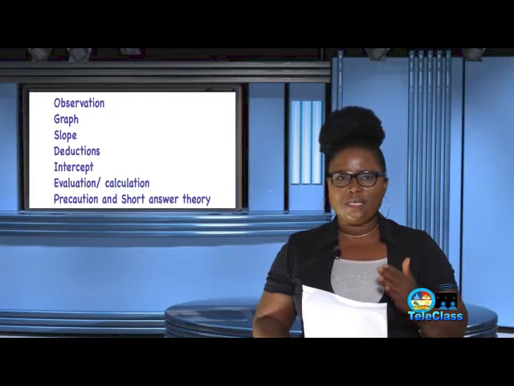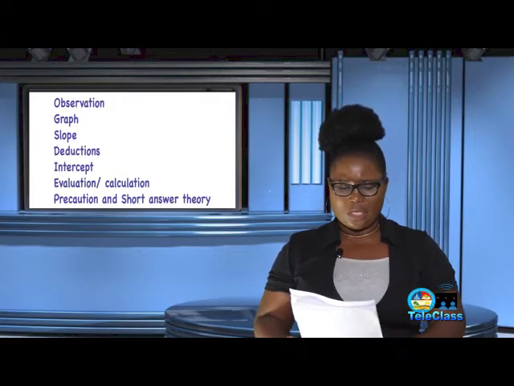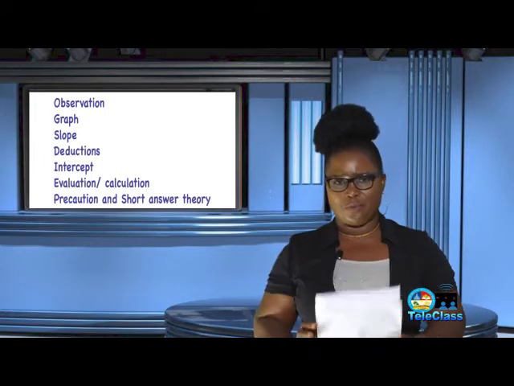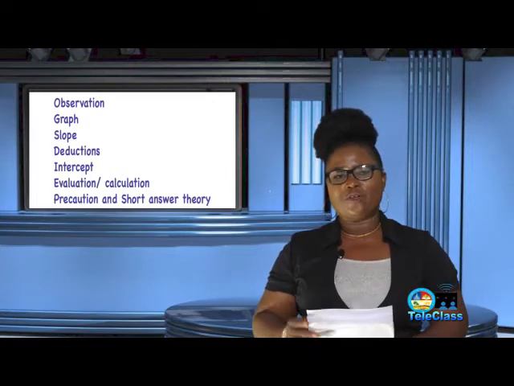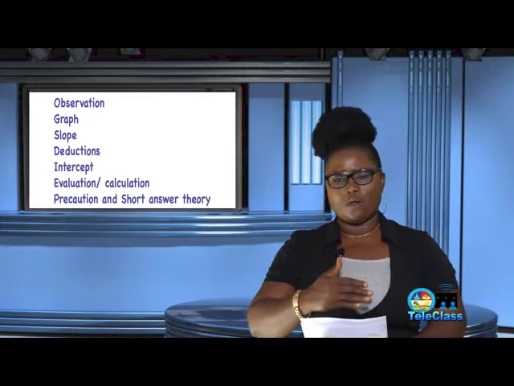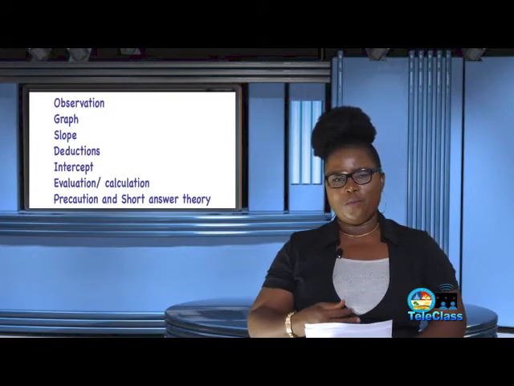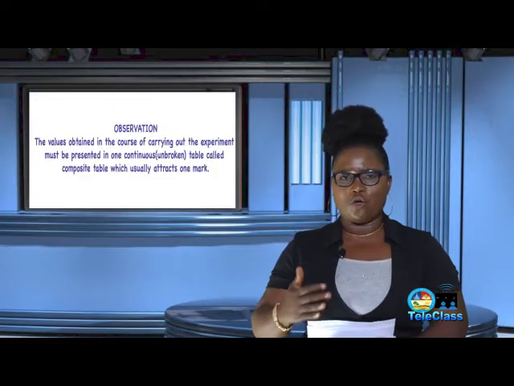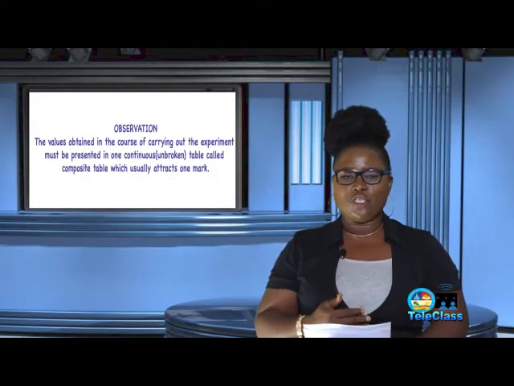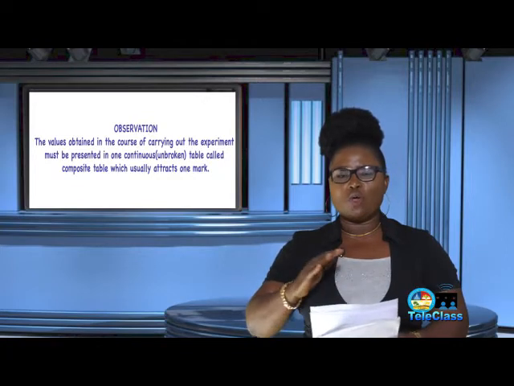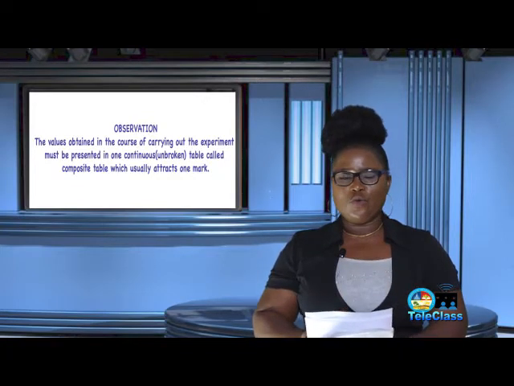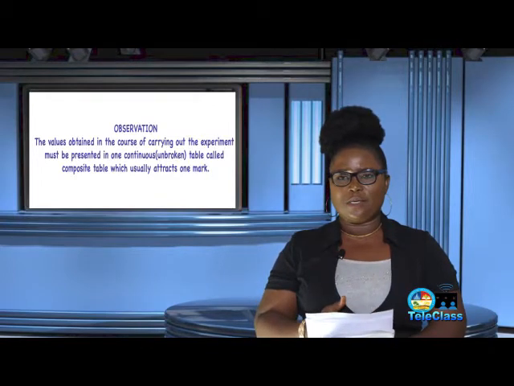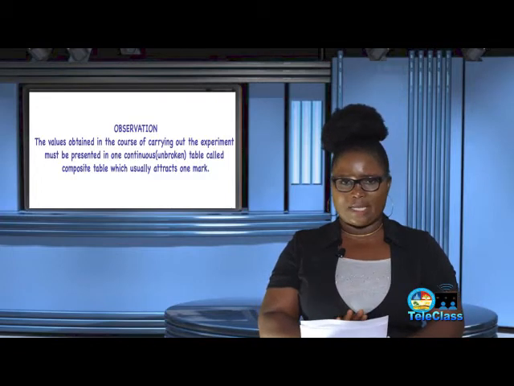So the first part is your observation. Now, what is involved in your observation? That has to do with your table of values. And your table of values is formed from the question given to you. And each of them will have different columns. And observation is expected to be done in one continuous table, which is called composite table. For instance, how do I mean? Composite table is a table where all your values are together.